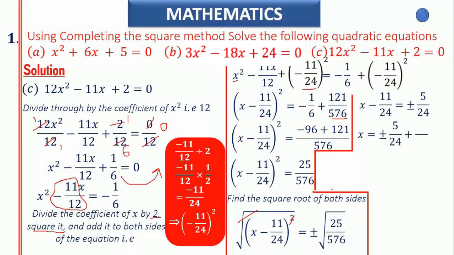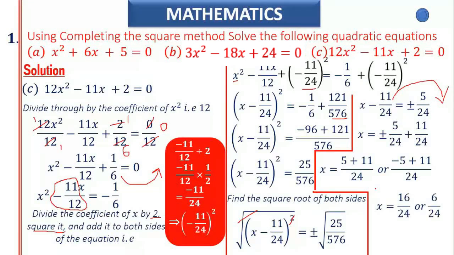From what we have there, we can then take this value, -11/24, to this side. So what do you have? You have x = 5/24 + 11/24, or -5/24 + 11/24. From there, you can solve further, and that will give you your final answer in the simplest form: x = 2/3 or 1/4. If any part of this video is not clear to you, you can replay it to get better clarity. Okay, all right.